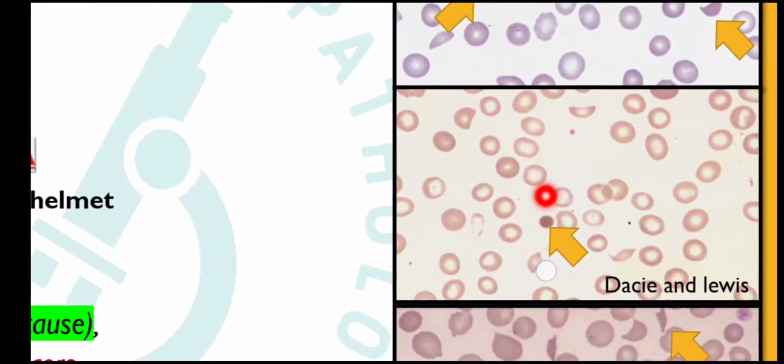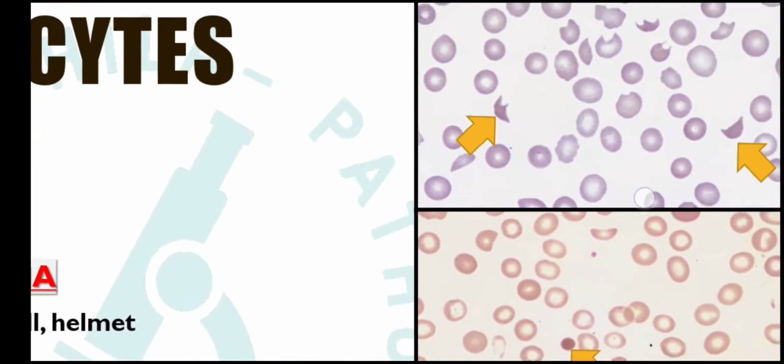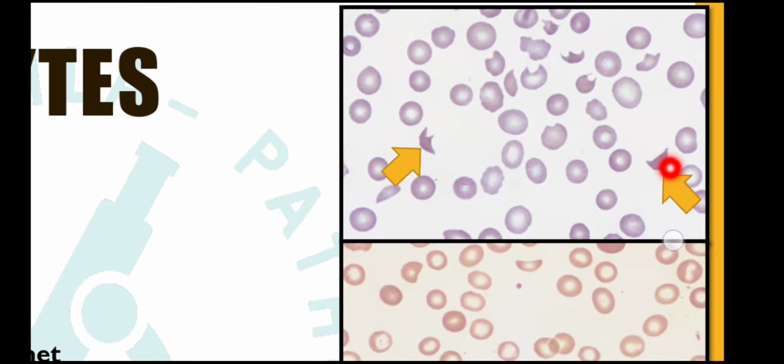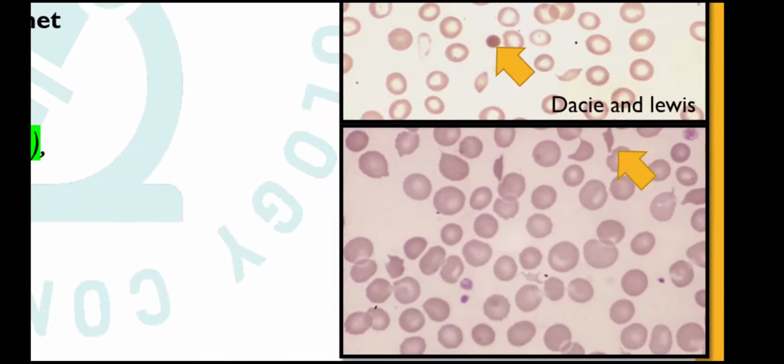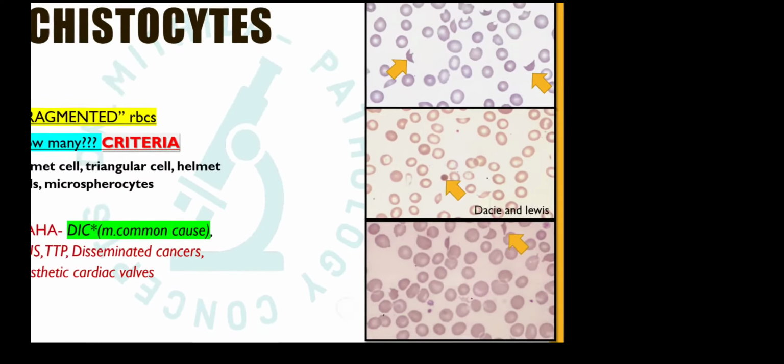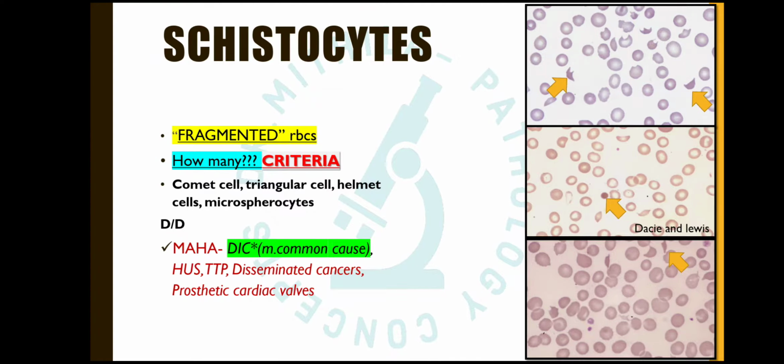So these are the important conditions where schistocytes are seen, and in these images we can see this is a microspherocyte, and this is a helmet cell, and again all these are schistocytes. Now here you can see these are triangular cells. So these are all the schistocytes, which are fragmented RBCs.